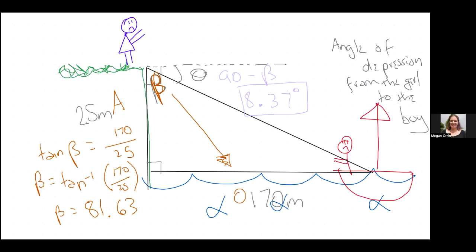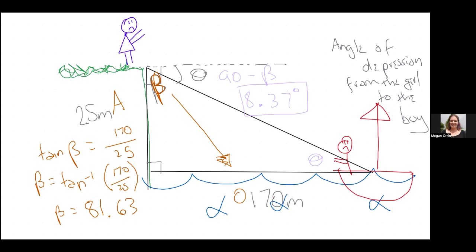So sometimes you need to find extra information before you can get what you're asked for. So these are the trickier types of questions. Angles of elevation are pretty much always inside the triangle down here, but angles of depression are often outside your triangle. Now, what do you know about this angle here and this angle here? Why are they equal?